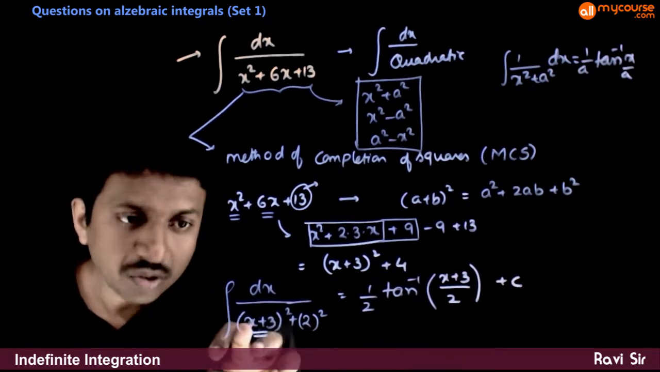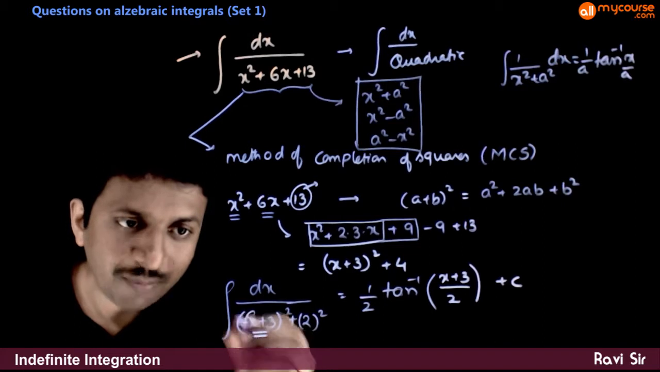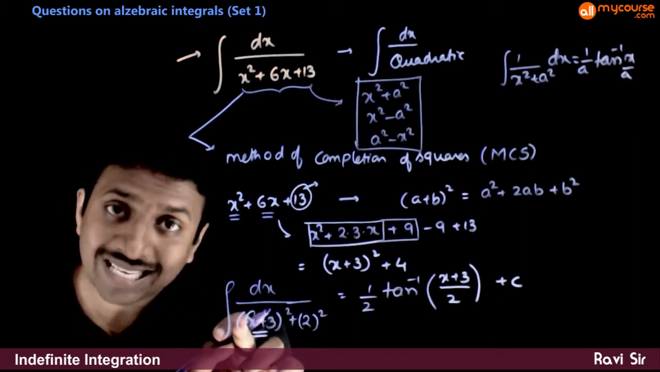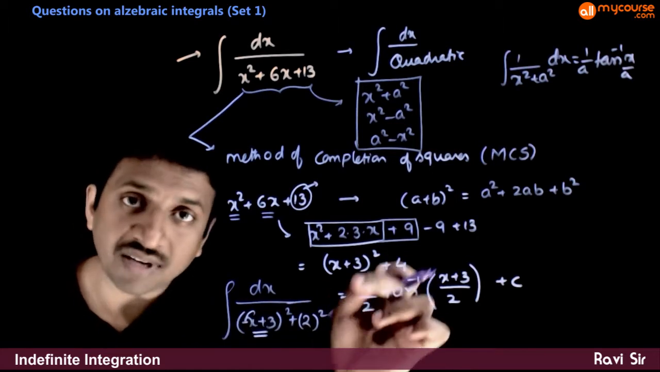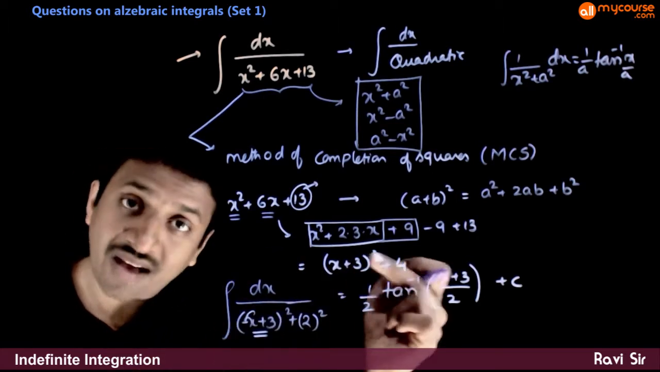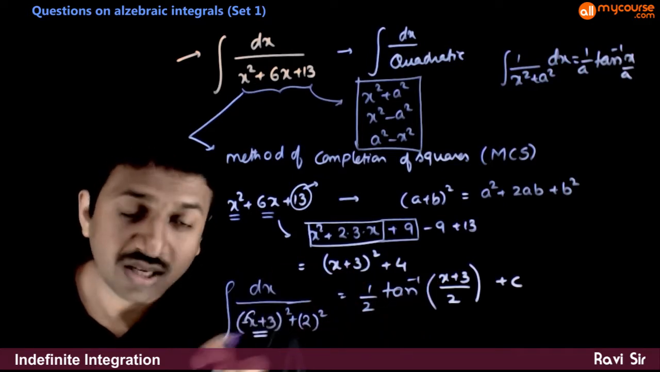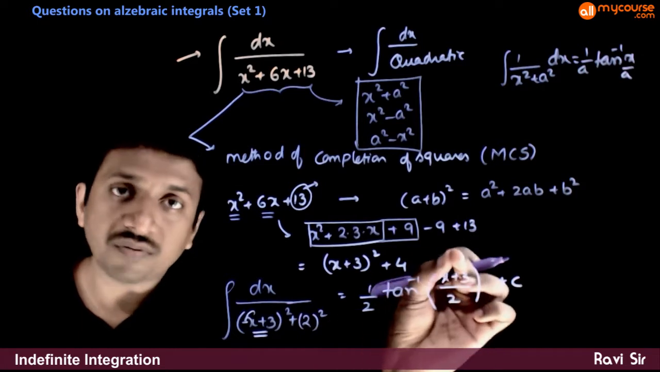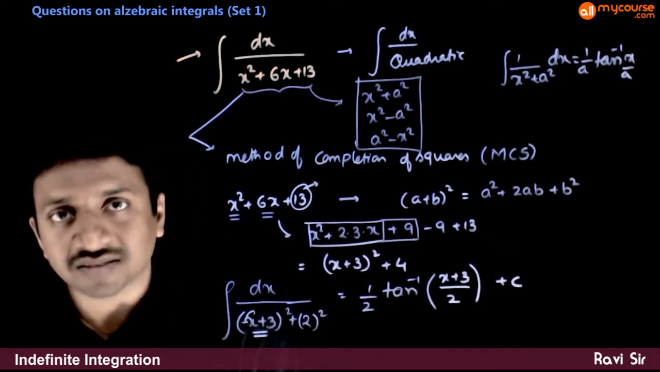plus c. So nothing is being multiplied to x. The thing that is being multiplied to x is 1. So you don't have any 1 by a term. If x is being multiplied by 2, you have an extra 1 by 2 term. That is what we have seen in the method of substitution. So 1 by 2 tan inverse of x plus 3 by 2 plus c is the answer.